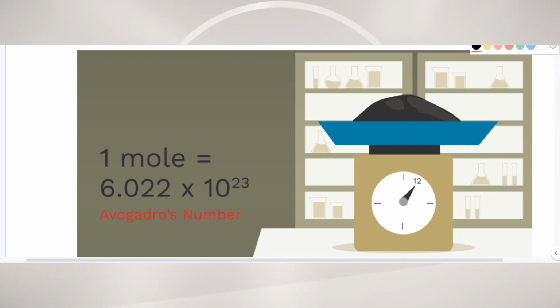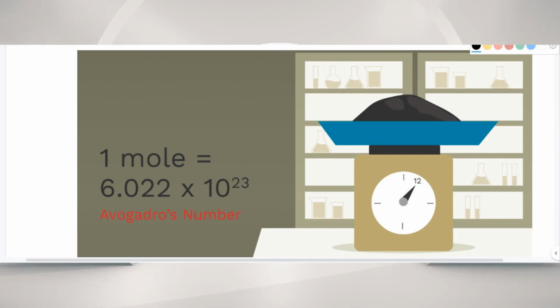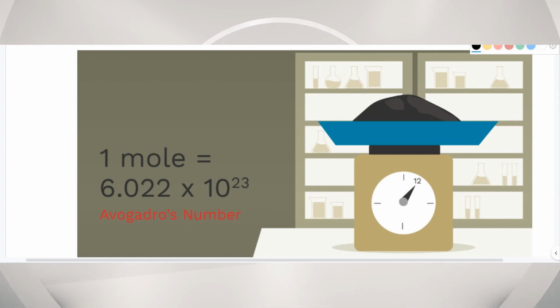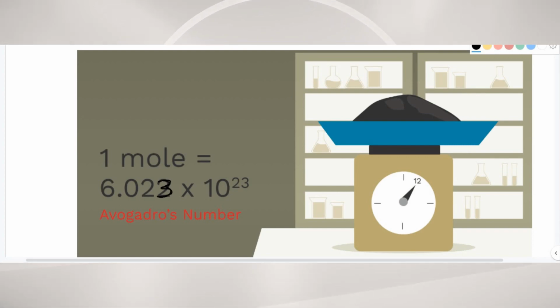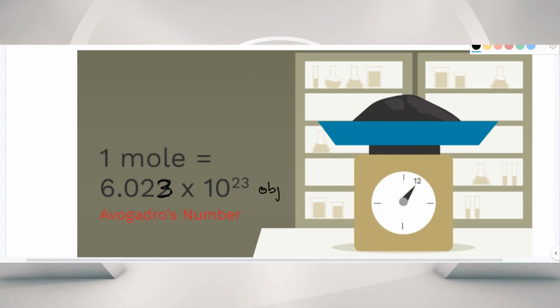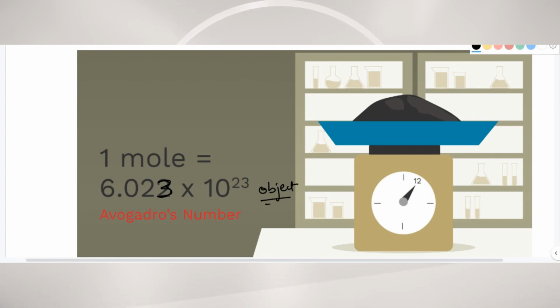See, 1 dozen means what? 12 objects. 1 gross means 144 objects. In the same way, 1 mole, this is about the atomic level, is the same as 6.023 into 10 to the power 23 objects. So this is the whole story of it.